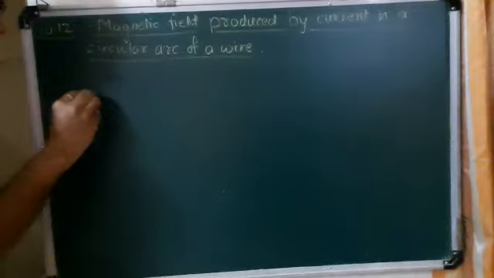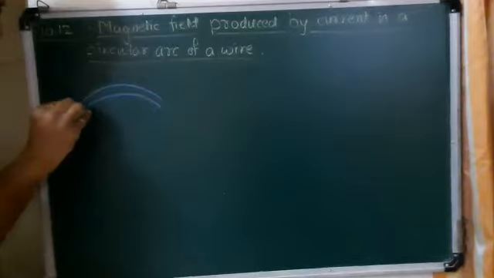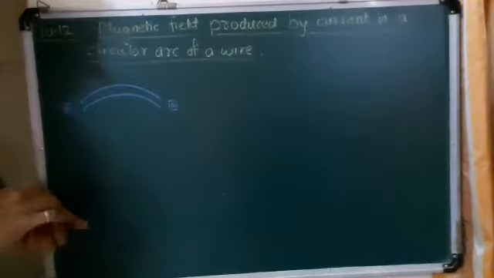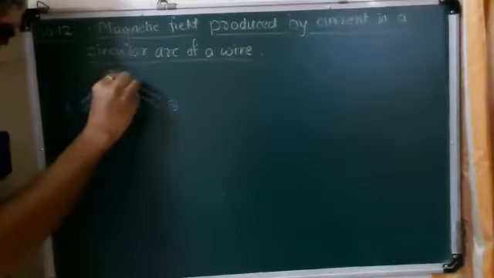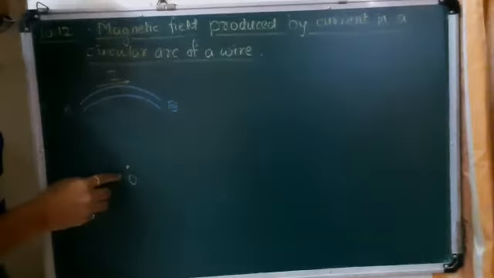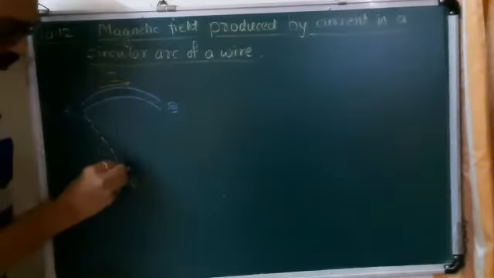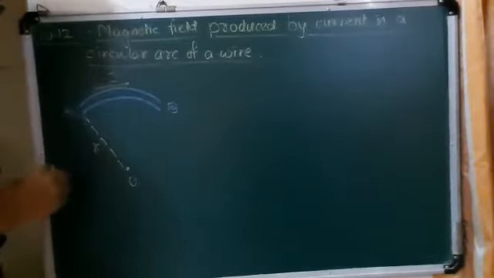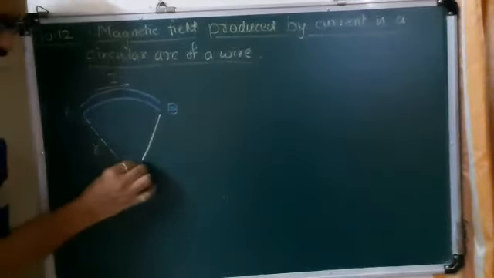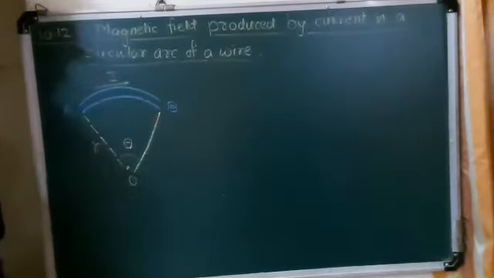For this we consider a circular arc AB. Let AB be a circular arc of a wire, and let I be the current flowing through this wire. Let O be the center of this circular arc, at a distance r from the point A, and this arc subtends an angle theta at O with the points A and B.